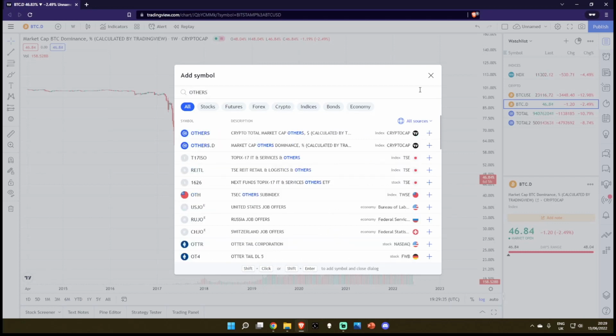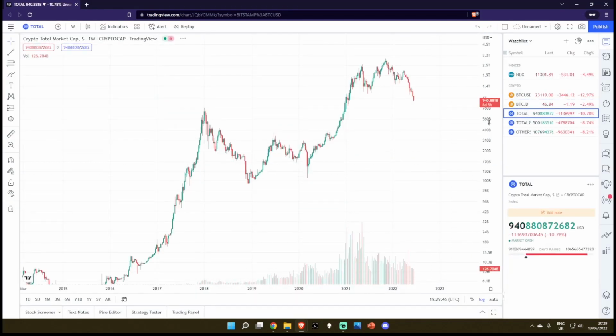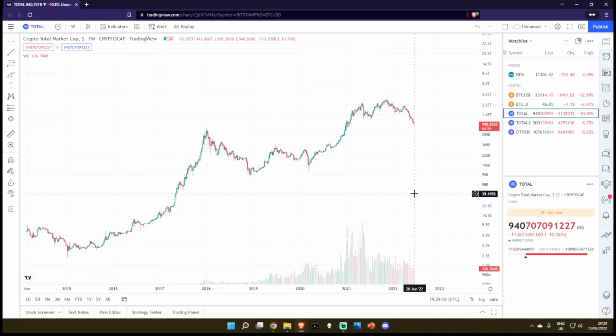We're also going to type in others, and you can look at the others dominance, or you can just simply look at the others total crypto market cap. I'm just going to look at the others. Now, with these 3 charts, what are they? So total 1 is the crypto total market cap. So this is the market cap of Bitcoin and every single other altcoin in existence.